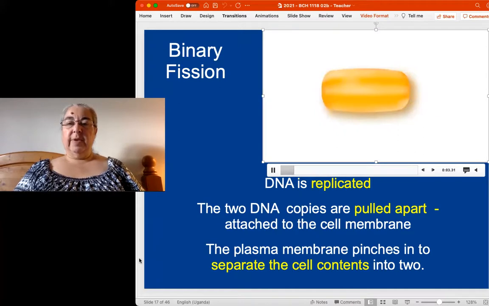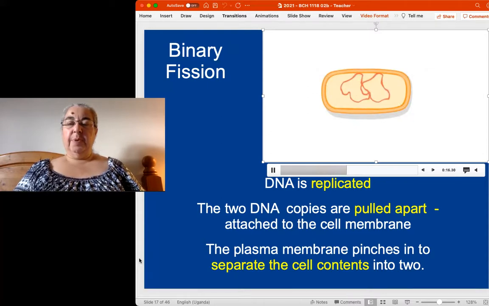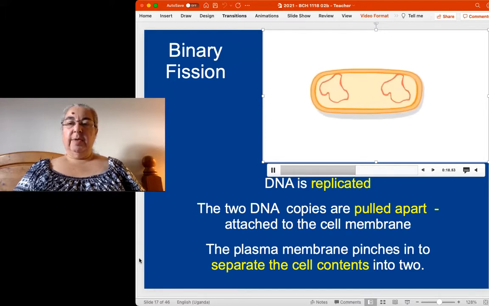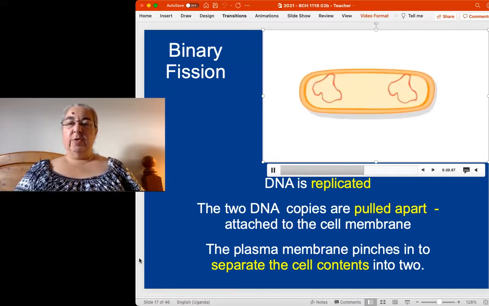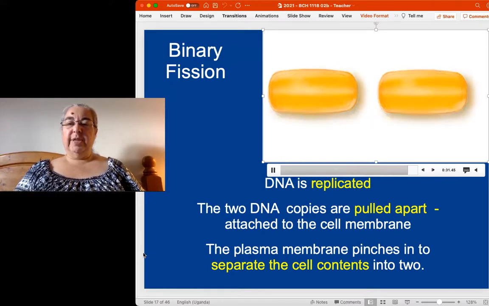Okay, one bacterial cell, DNA, the process of replication and pulling apart of the two chromosomes attached. The cell grows longer, the two copies are pulled apart, the cell pinches in the middle and divides into two, and we now have two new cells of identical genetic material.